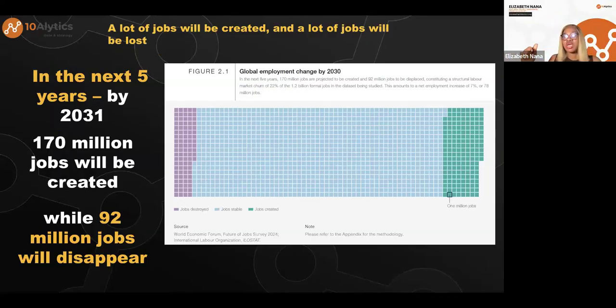Now, in the next 5 years, by 2031 at least, about 170 million jobs will have been created, while about 92 million jobs will disappear. There's a snapshot on my screen right now in color codes. We have the red boxes, we have the blue boxes, and we have the green boxes. Whatever it is that you're doing in this life, you want to make sure life does not catch you in the red zone. You want to move away from red, move to blue, or move to green. All right, now let's move on with that.